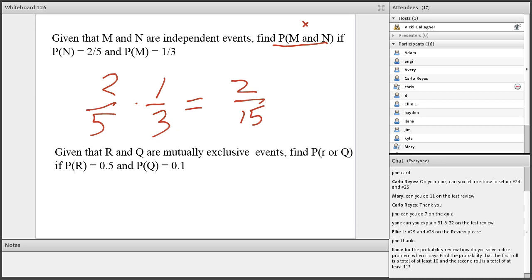And then, again, lots of words, lots of fancy looking stuff, all just trying to ultimately lead you to here, where I see the word or, and or means add. So this was a very, very, very fancy way of saying, let's add 0.5 plus 0.1. And again, since they were originally given to us as decimals, I'm going to keep them as decimals for my final answer. So 0.6 is my final answer.